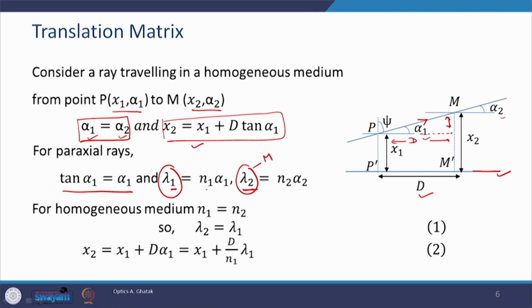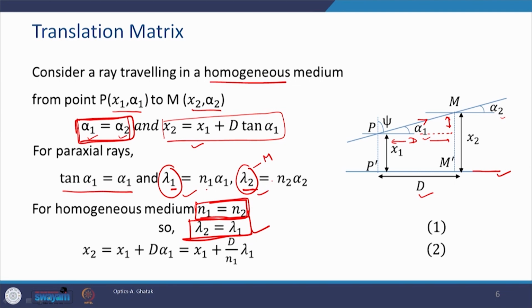As I said before, the medium is homogeneous. Therefore, the refractive index at and around point P would be the same as the refractive index at point M. Therefore, n1 would be equal to n2. And if n1 is equal to n2 and alpha 1 is equal to alpha 2, with these two relations, lambda 2 would be equal to lambda 1. We can easily say that lambda 2 is equal to lambda 1.